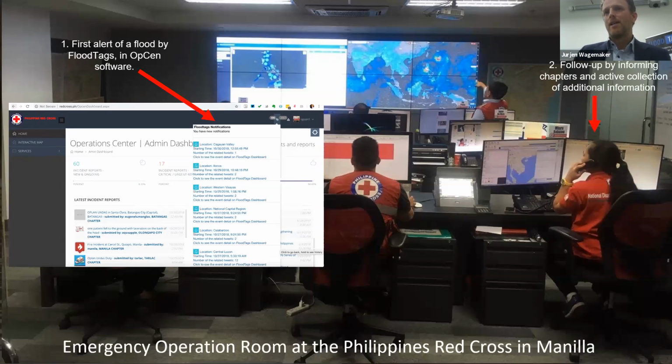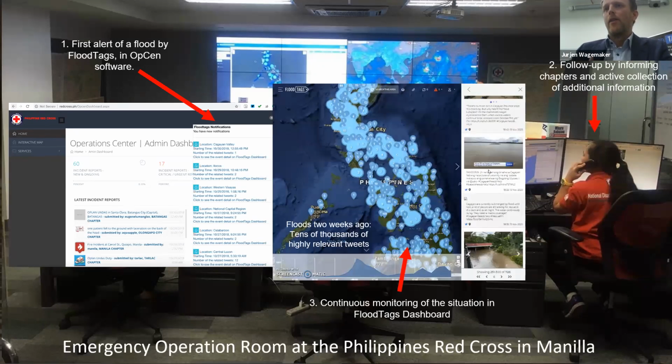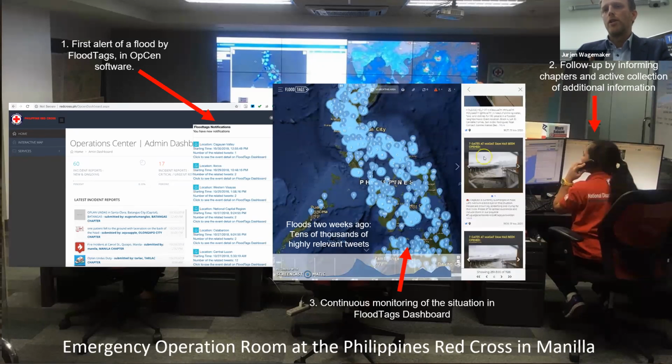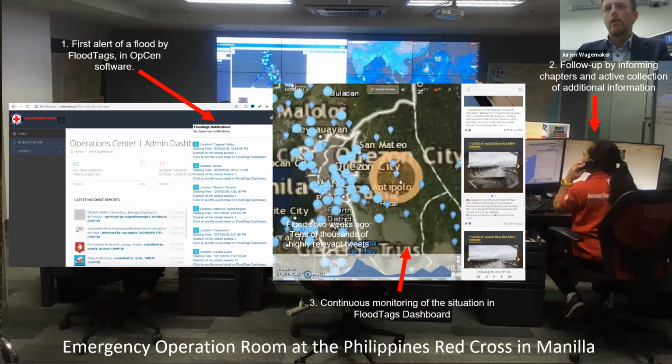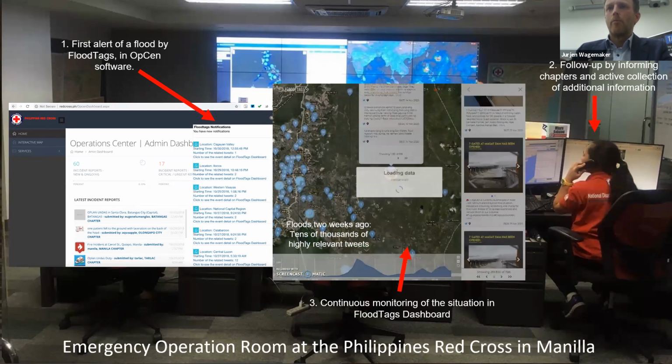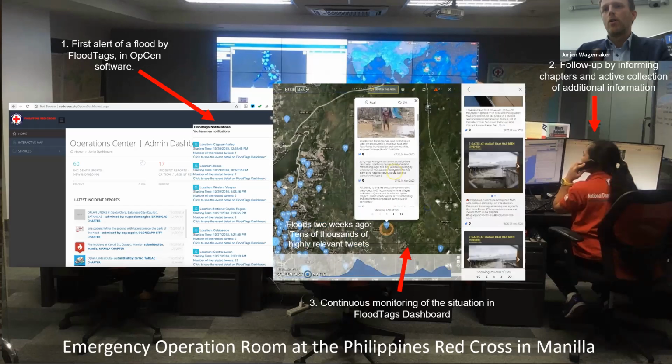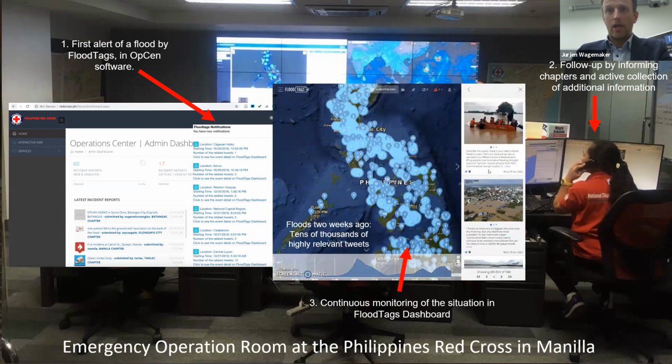What happens then is they start calling to these different locations to follow up on these individual messages and to get content from the ground. And then they start monitoring the situation via our dashboard. Here you see a visualization of the dashboard, where we have per tweet or per social media content, you can exactly see where it is located, what it's about, and so that they can have a real-time follow-up of anything that's going on.